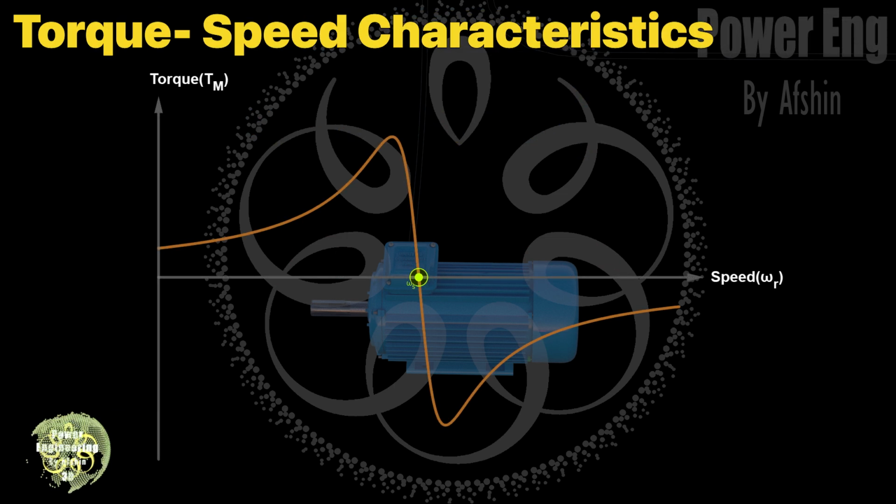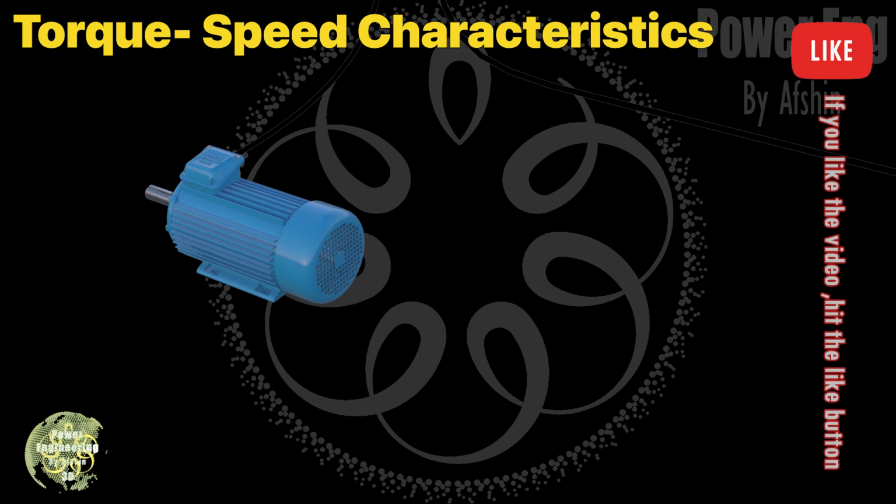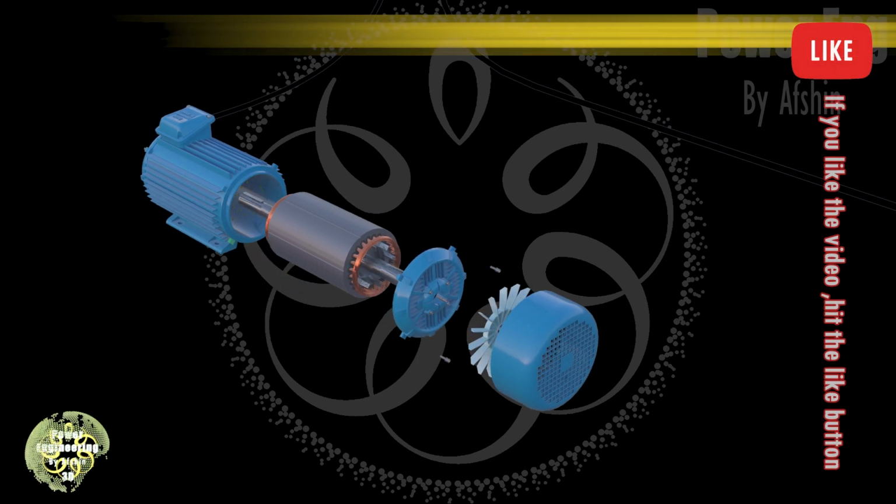Now, look at the graph displayed on the screen. This curve represents the motor's torque and speed. In this graph, you can see the motoring region and the generating region. The boundary between these two regions is the synchronous speed. If the rotor speed exceeds the synchronous speed, the induction machine behaves like a generator. If the rotor speed is less than the synchronous speed, the machine operates as a motor. Now let's examine each braking method.